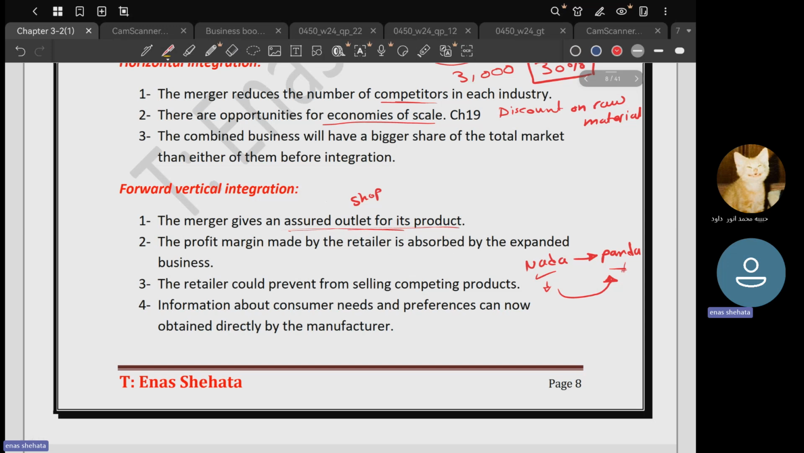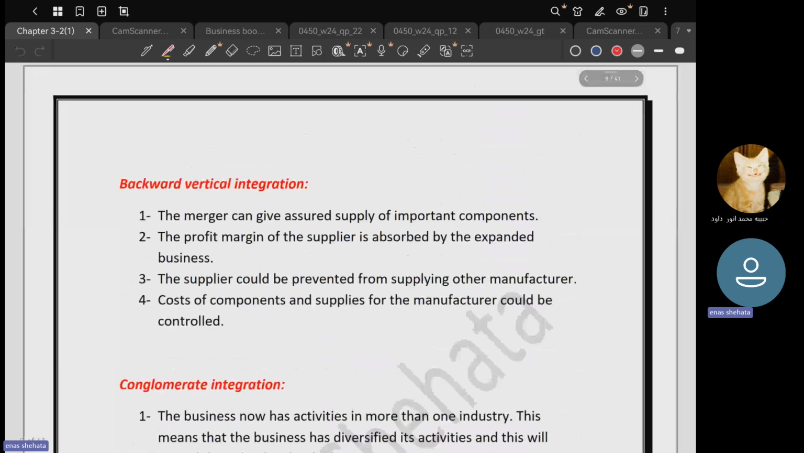to the manufacturer itself. But what about vertical backward? We said that Nada takes what? Fruit farm. Right. What's the advantage of taking a fruit farm? The fruit farm gives me the fruits that I need, right? So I have an assured supply of important components or raw material. The profit made by the fruit farm will be absorbed by Nada. Now the fruit farm would sell the fruit at a higher price. Now, when I take it over, I will get it at cost. So the profit that the fruit farm would make, I already take to myself.